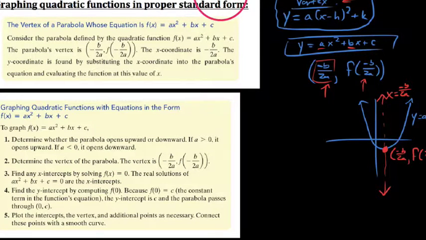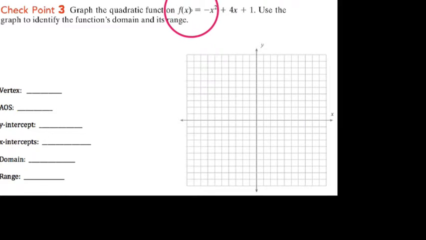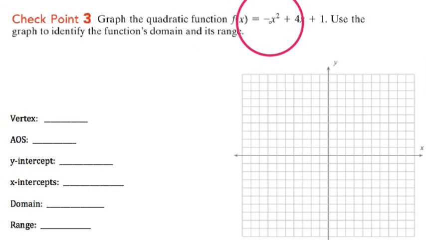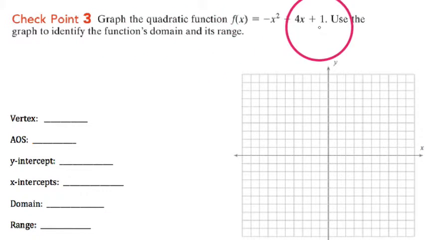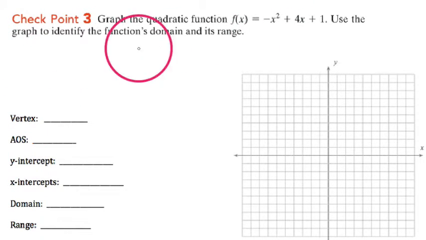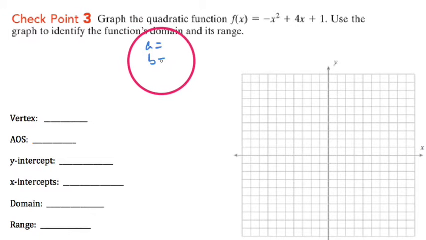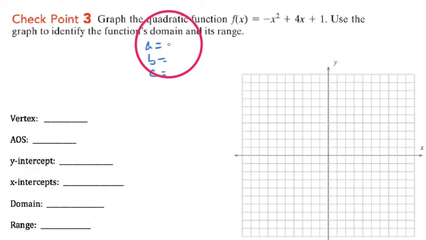Okay, so let's go ahead and take a look at this example that I've got here. It says graph the quadratic function, and I notice that this is in standard form. So it says use the graph to identify the function's domain and its range. All right, well, looking at this in standard form, a few things that I like to write down at least. Let's see if I can get this to respond here. Or a, b, and c. It's in standard form. Why not? We got to identify these things anyway.